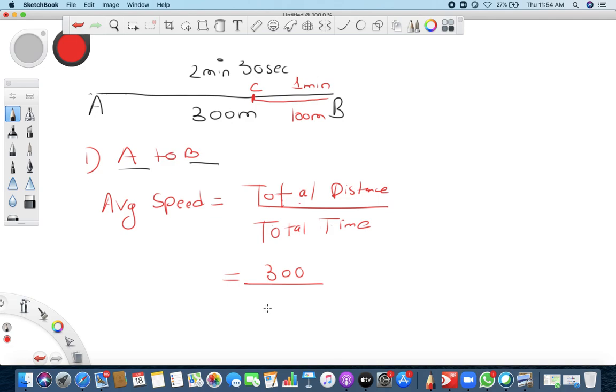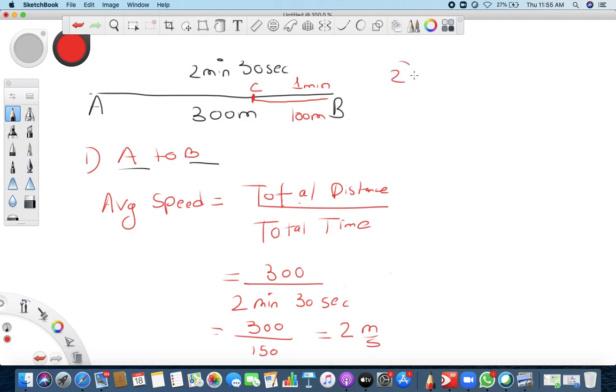And what is total time? 2 minute 30 second. Now make sure you have to convert this into seconds. I always told you, you have to use MKS system. MKS is meter, kilogram, second. So it is 300 upon, 2 minutes is 120, so it is 150 second. So it is 2 meter per second. So this is average speed from A to B.